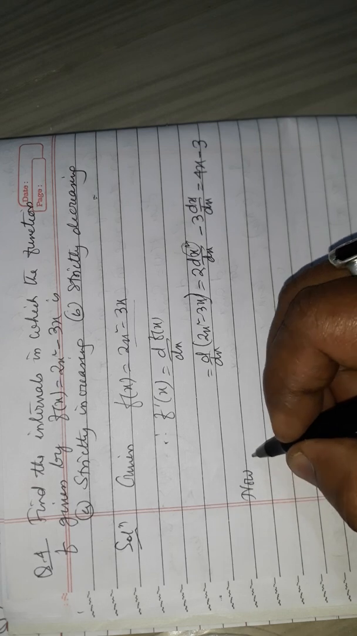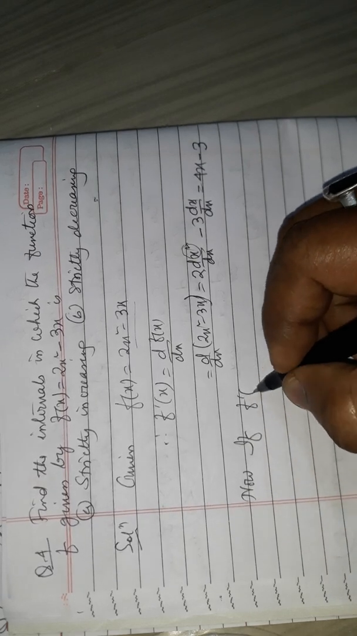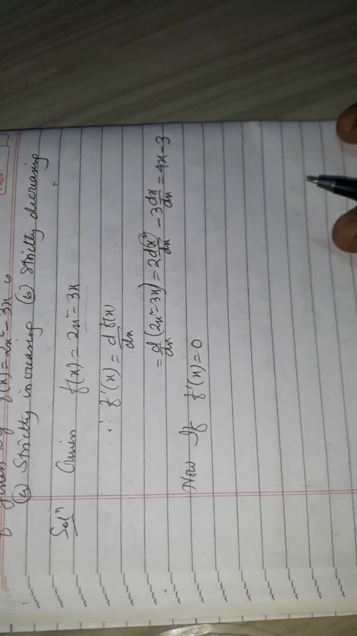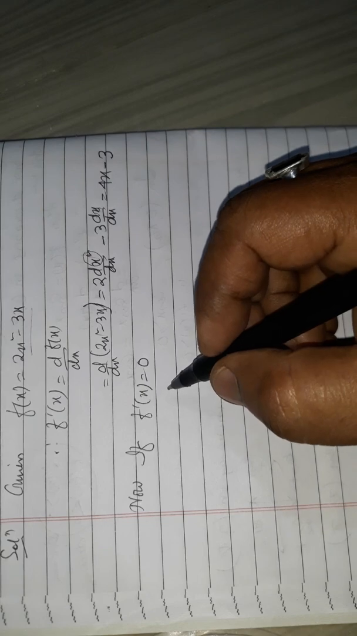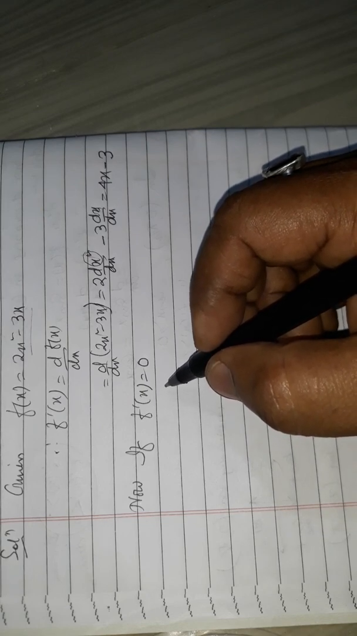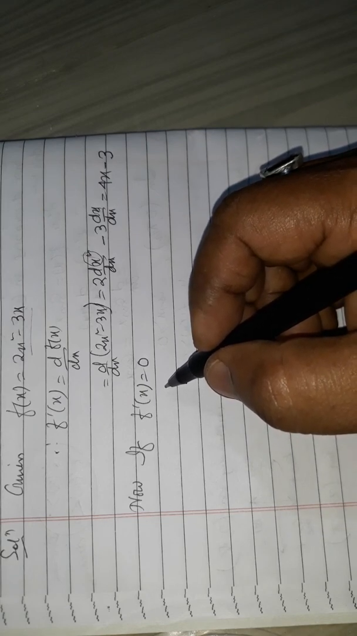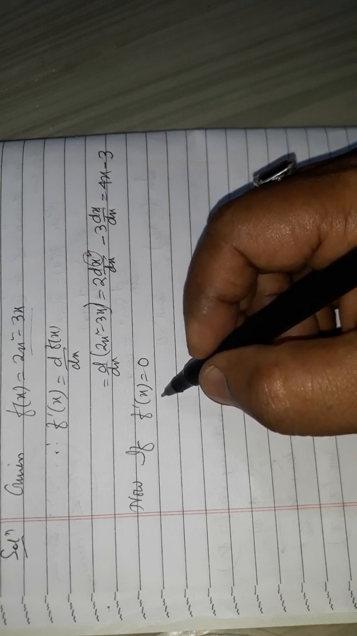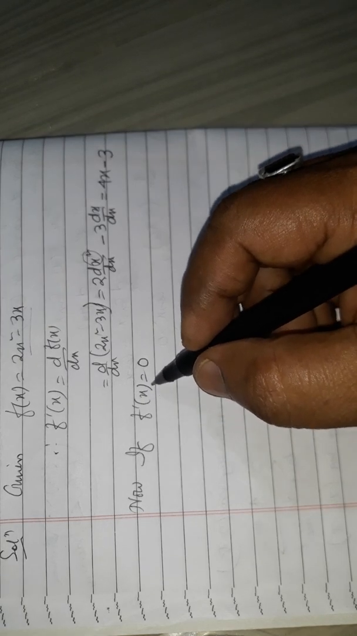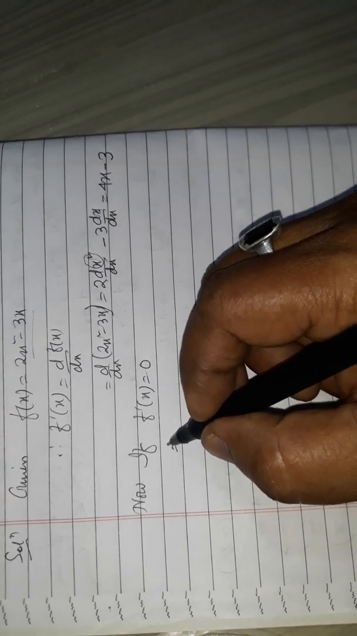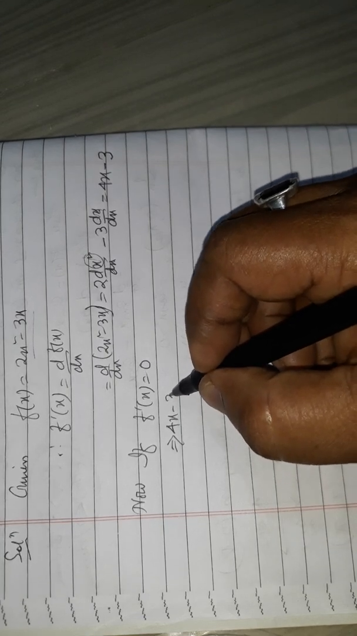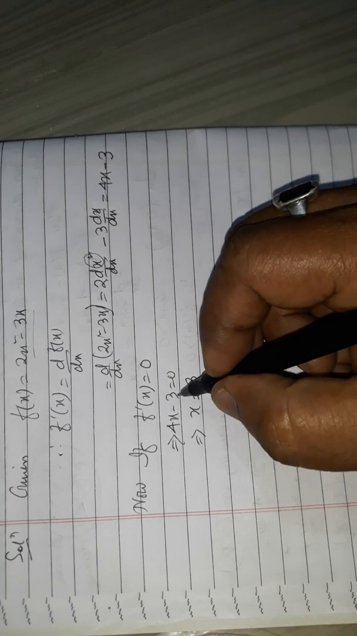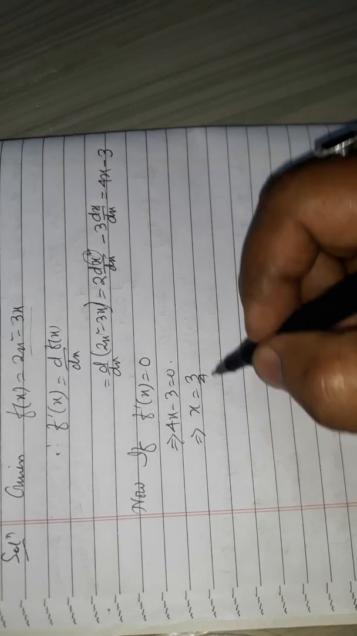Now, if f dash x is 0, that is our procedure for finding the interval. We have to find in what interval f dash x is positive or negative. For that, we first find where f dash x is 0, that is, 4x minus 3 is equal to 0, which implies x is equal to 3 by 4.